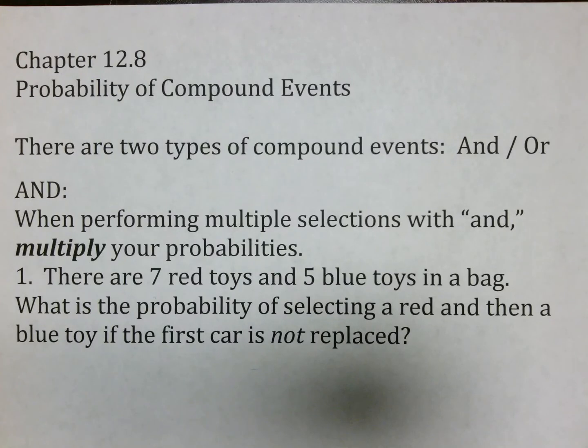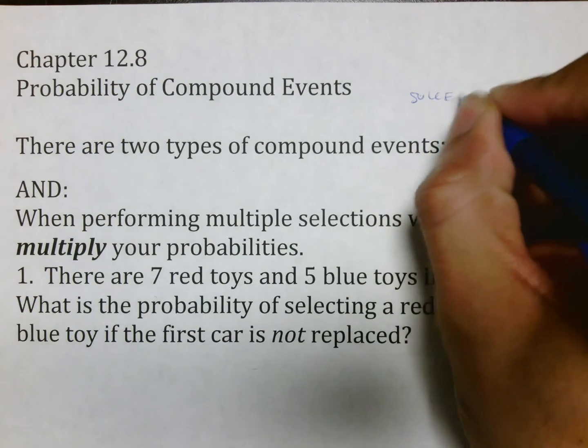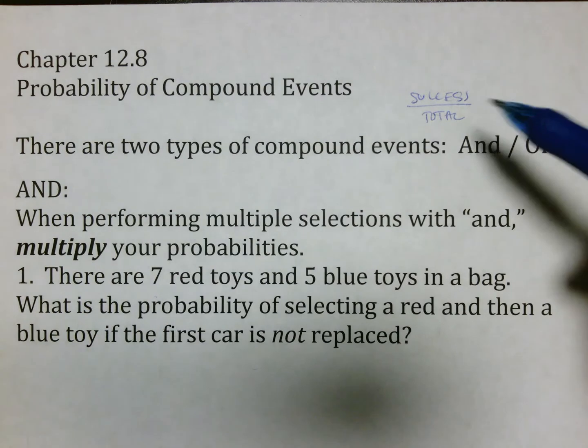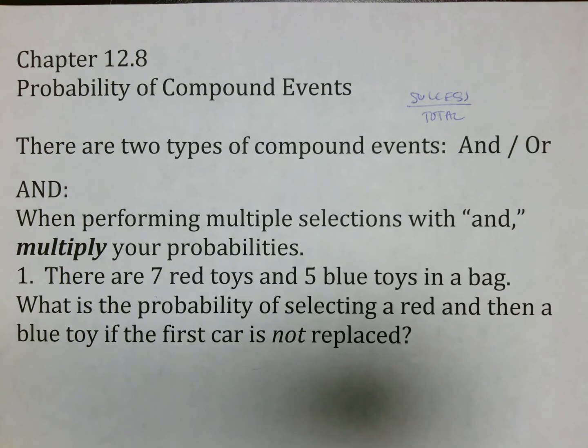Alright, this is a wrap-up section on Chapter 12.8, which is the probability of compound events. Because you've already done probability, I'm not really going to get into that, just knowing that it is success over total, as we learned in our last part. We are now going to do compound events, which means either we're going to make multiple selections or we're going to deal with a different type of selection.